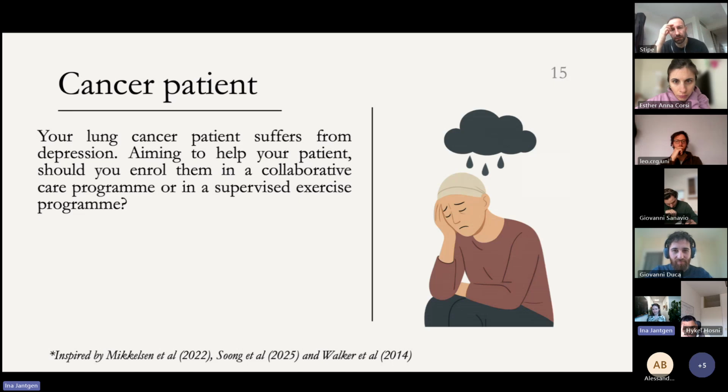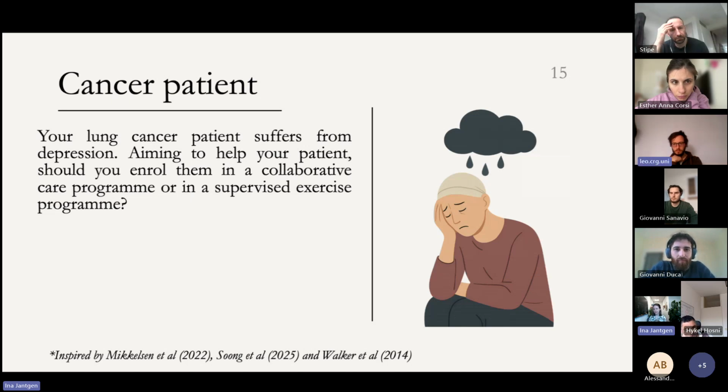So consider this example here. Imagine you're a doctor and you have a patient who has lung cancer and also suffers from clinical depression. And now you can choose between two possible interventions. One is to enroll the patient in the collaborative care program that I already spoke about. And the other option is to enroll the patient in a supervised physical exercise program.